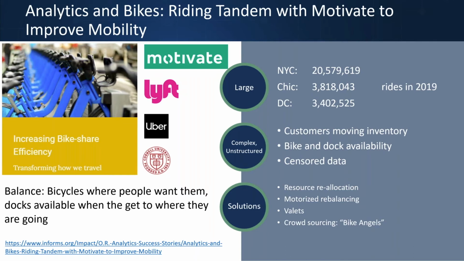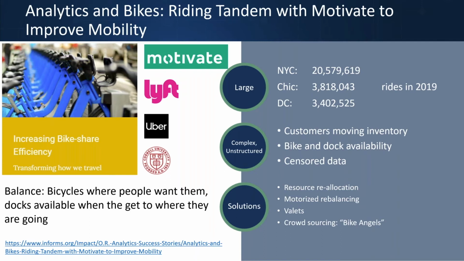Motivate doesn't know when a customer shows up to a rack and there is no bike available for him. They're unaware of that. They're also unaware of the person who gets to a docking station and wants to put the bike away, but cannot, so has to go find another docking station. So there's sensor data that they're dealing with. So there's a lot of complexity in this problem.